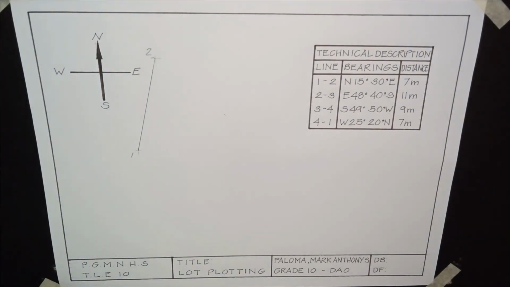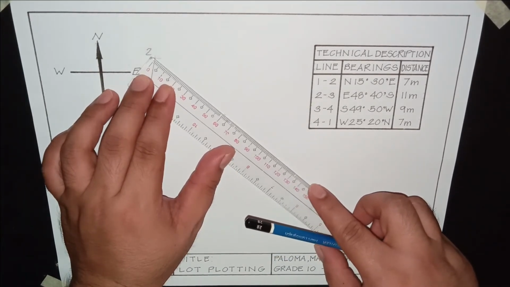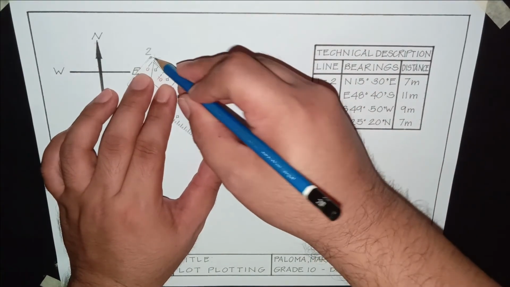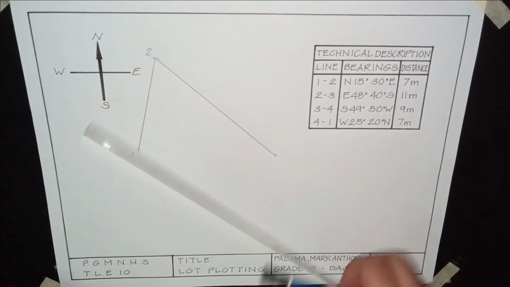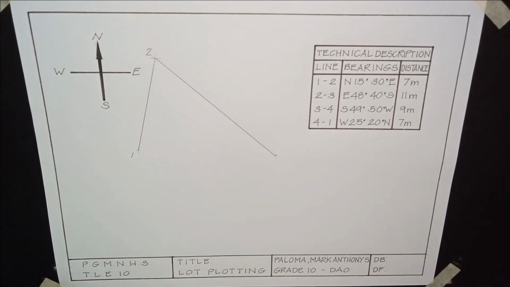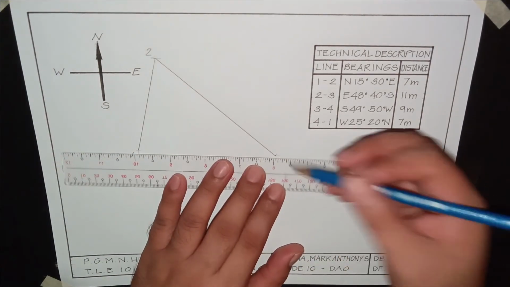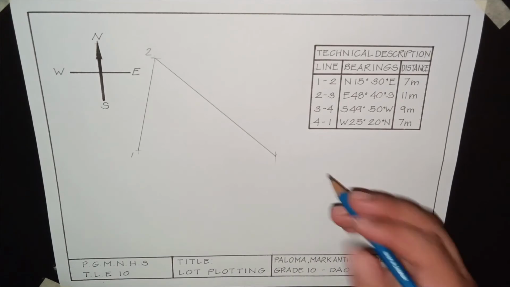And we're going to draw a line measuring 11 centimeters. So from point 2 going to point 3 is measuring 11 centimeters. Now, that will serve as our point 3. So again, we're going to draw tiny intersecting lines and label it as point 3.